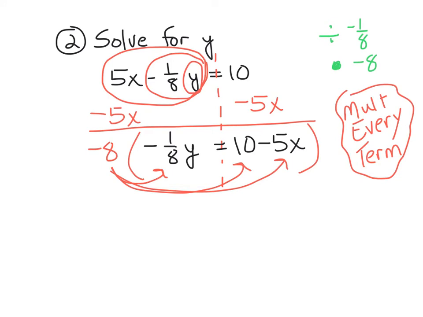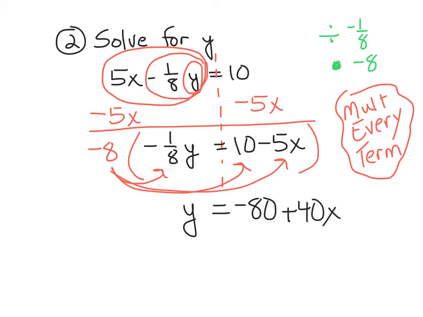All right, here we go. Negative 8 times negative 1/8, that turns out to be 1, and you have y equals negative 8 times 10 is negative 80. And then negative 8 times negative 5x is positive 40x. So see, I multiplied every term. I distributed it all the way through.